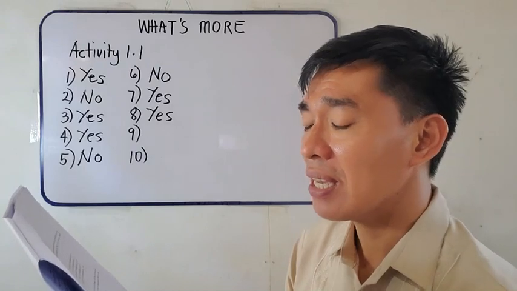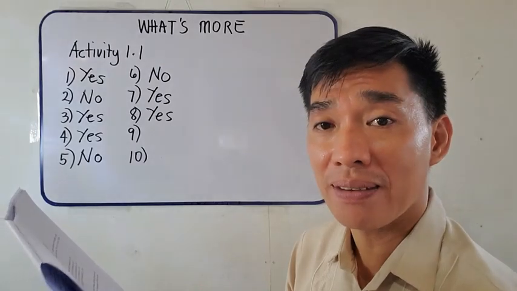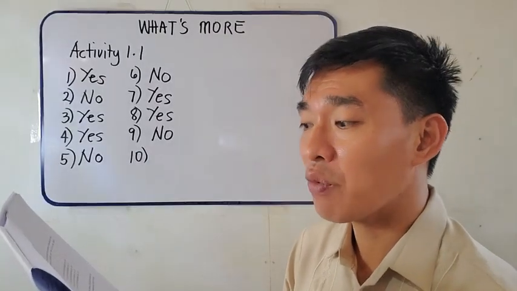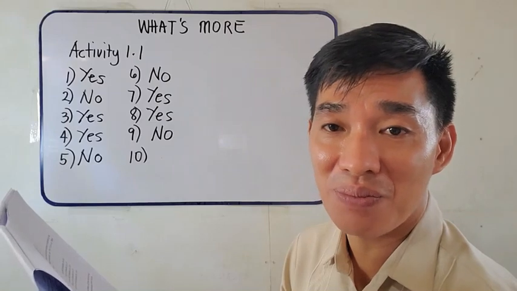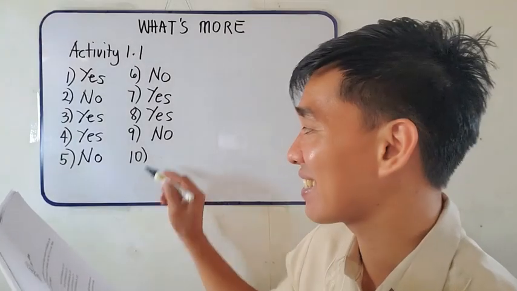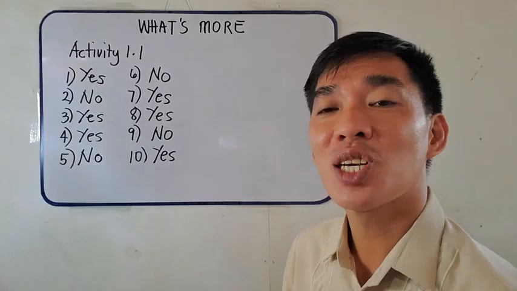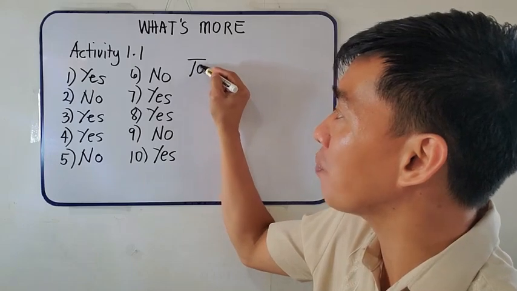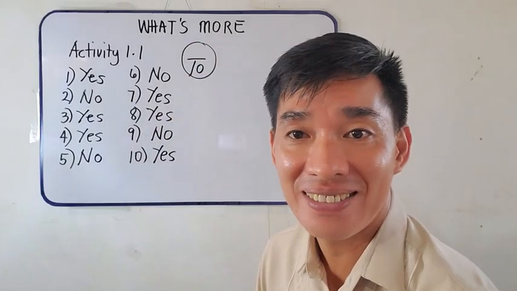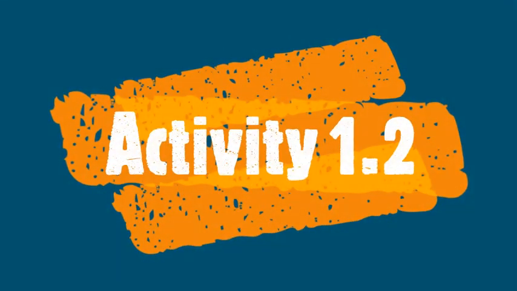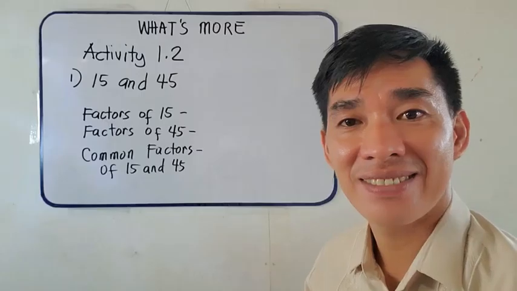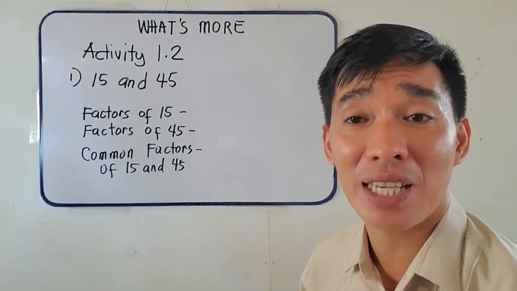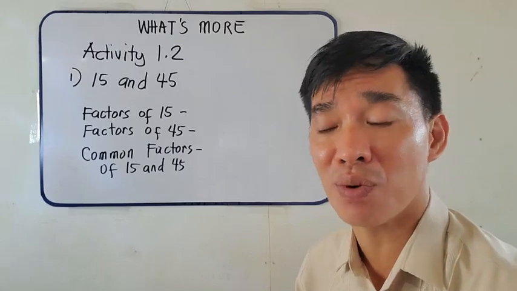For number 9, is 212 divisible by 5? The answer is no. And finally, is 470 divisible by 10? The correct answer is yes. So this time, I want you to record your score out of 10. How many points did you get correctly? We are already done with activity 1.1 of What's More. This time, let's proceed to activity 1.2 of What's More.